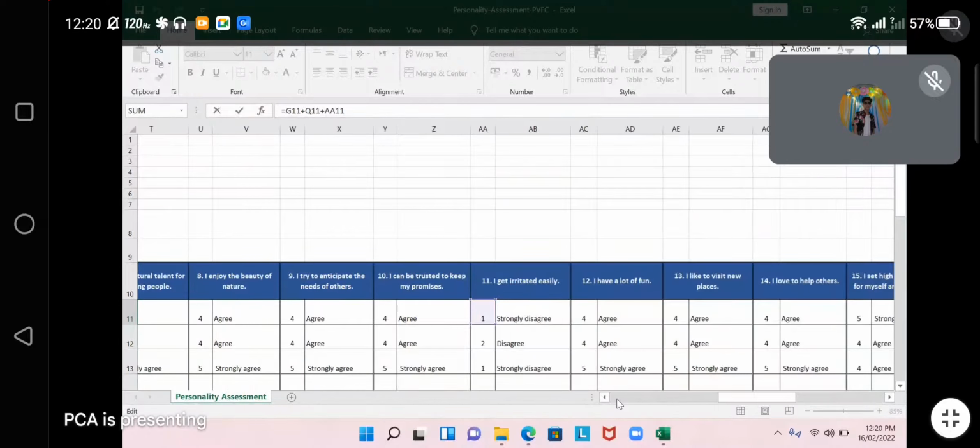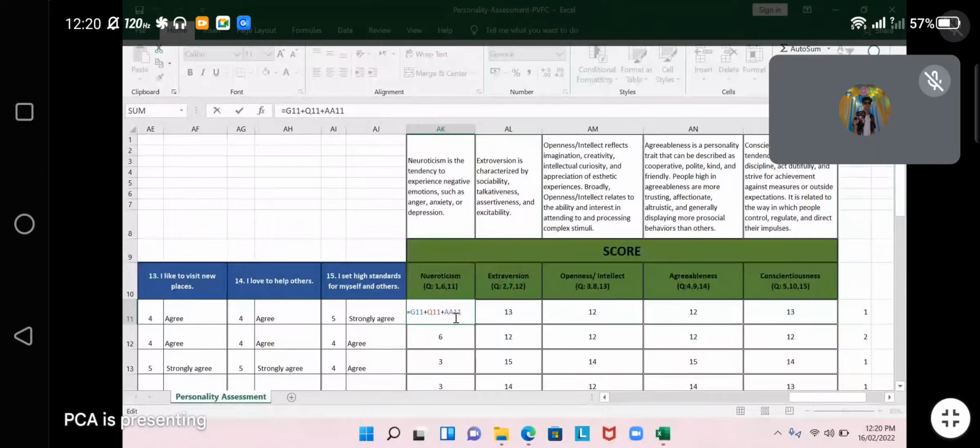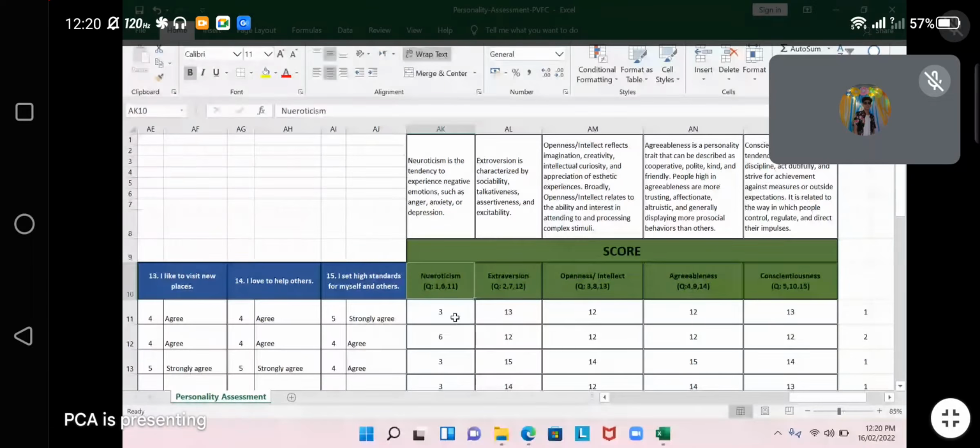Q1, Q6, and 11 are questions for your neuroticism. So for you, it's the significance of the study, number 1. Let's say for example, Q1 to Q6 and Q11 will give you this result. What does that mean? It's 3. So the meaning of that is all of them actually chose 1 and 2 as the answers. They strongly disagree or disagree. Why? Because of this.